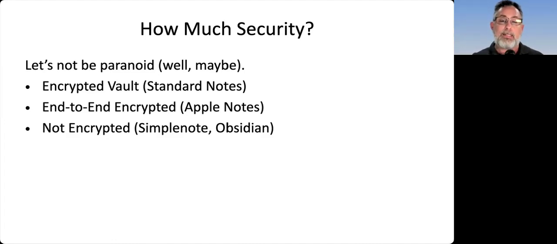Then you have the idea of having your notes encrypted between your device and the vendor, and the vendor and your laptop, and the vendor and your phone. So that's called end-to-end encryption. So Apple Notes is one of those. Maybe Google Keep is end-to-end encrypted. So Apple can read your notes, Google can read your notes, but a bad actor on the internet can't read it while you're getting them to your phone.